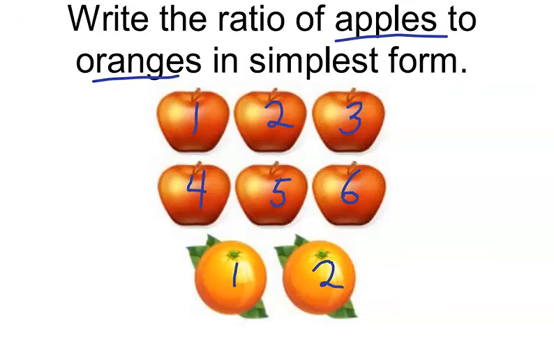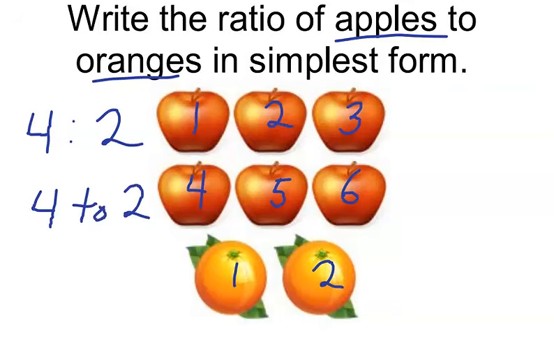If they said oranges to apples, you would have to have the number of oranges first and the number of apples second. So apples to oranges would be 4, and then a colon, 2. That's one way to do it. Another way you could do it, if you guys remember, is 4, the word 'to', 2. And the last one is 4 over 2. So we have 4 colon 2, 4 to 2, and 4 over 2. All right, there's the ratio of apples to oranges.